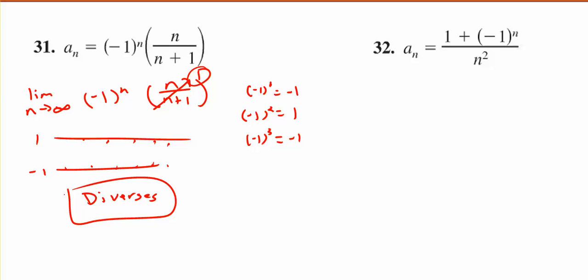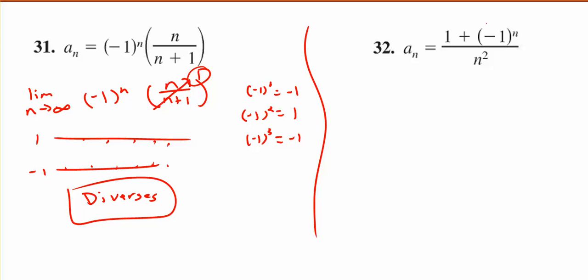Okay, 32 here. a sub n equals 1 plus -1 to the nth power all over n squared. Again, we've already said that -1 to the nth power is -1, +1, -1, +1. So looking at our numerator, if it's -1, then 1 plus -1 would be 0. If that's +1, then 1 plus 1 would be 2. So that stays between 0 and 2. It alternates between 0 and 2, 0 and 2, 0 and 2.